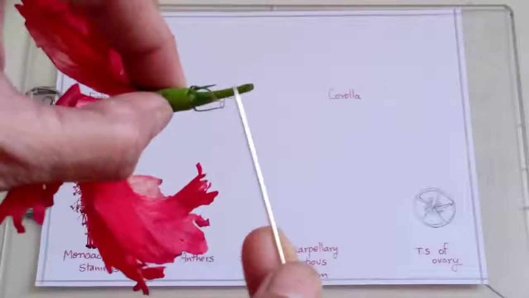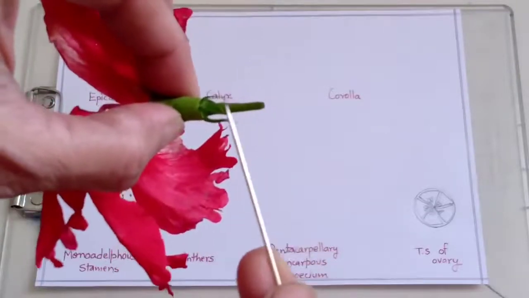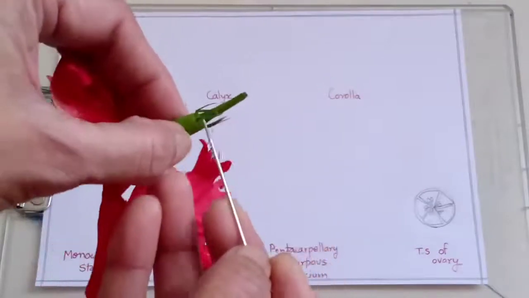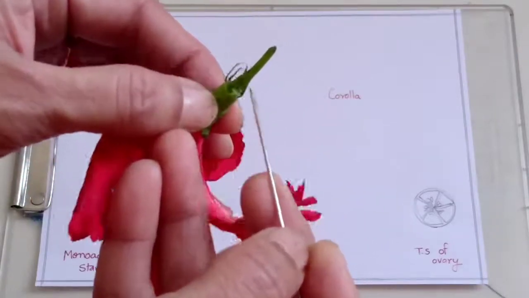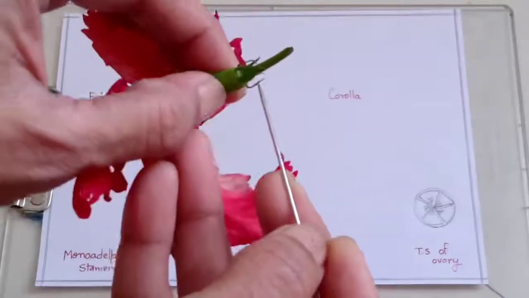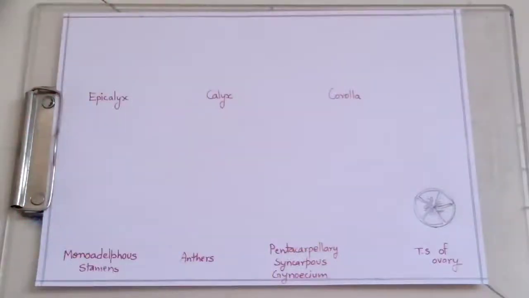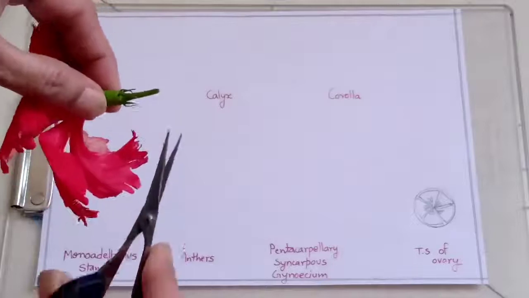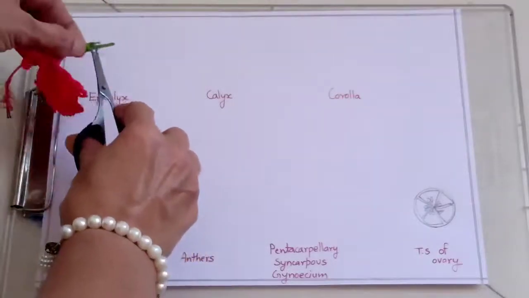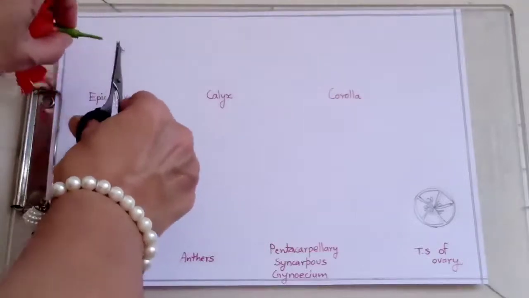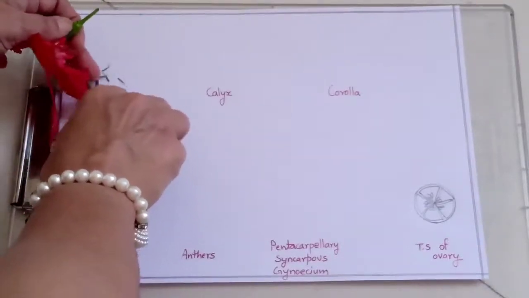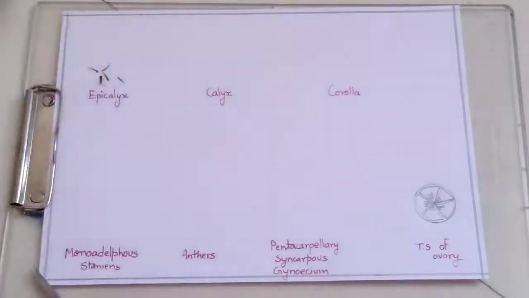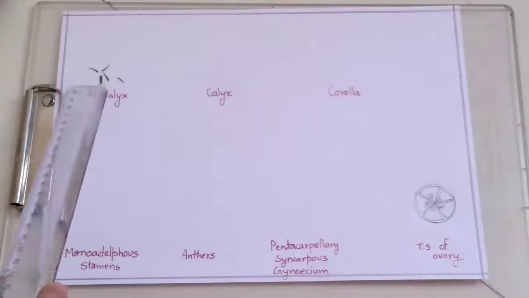Now, as this flower has a stalk, it is called a pedicellate flower. Fine. Now, here you can see small green colored structures. These are called epicalyx. Five to seven epicalyx are present in this hibiscus flower. So first we will remove these epicalyx with the help of scissors or forceps. And we will keep all these epicalyx where we have written on this paper.